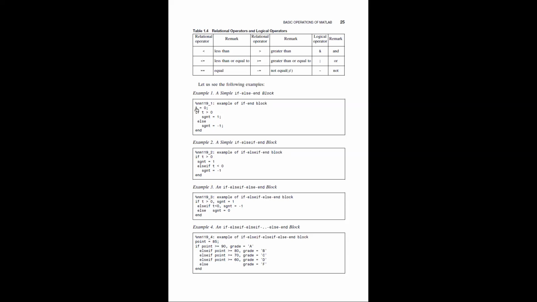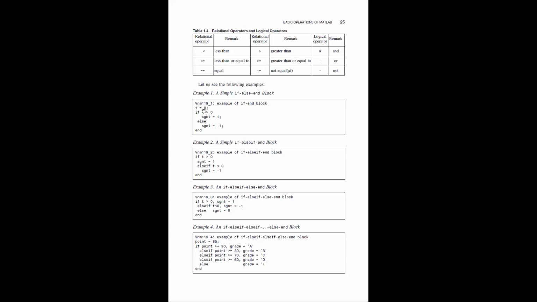Since you want to check some mathematical condition, there has to be some mathematical expression. Here t is a variable which has been assigned the value 0. Your condition tells you that if t is greater than 0, then this variable sign will take the value 1, and else this variable will take the value -1.